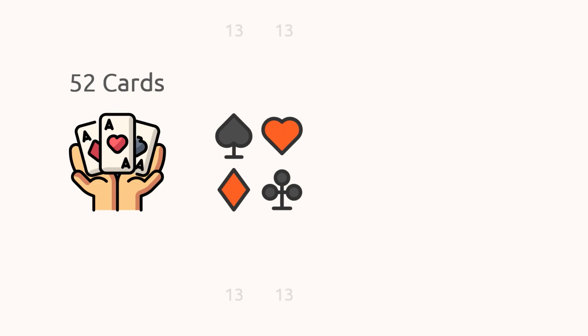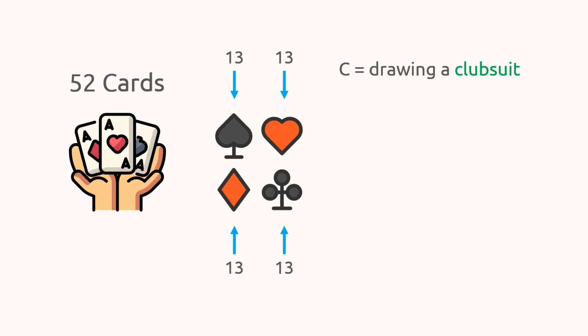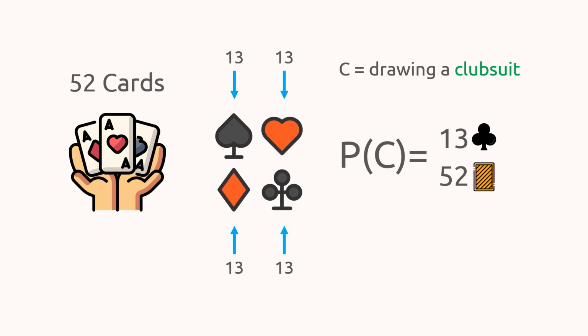How about drawing cards? We all know that there are 4 suits in a deck of 52 cards with 13 cards in each suit. Let's see the event of drawing a club suit. For the probability of drawing a club suit from a deck, we first find that there are 13 clubs in a deck, and then find that there are 52 cards in the deck, and divide them. So we get 1/4.